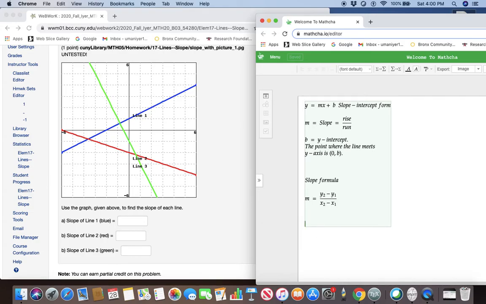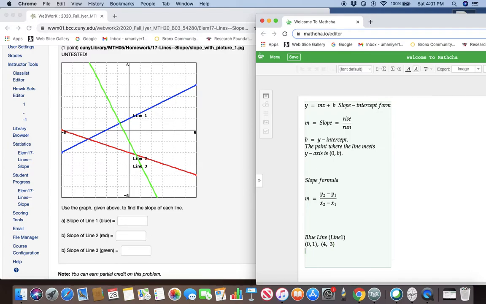For this formula, let's find specific points. Let me look at the blue line. This is line 1. All right. So if I look closely, there is one point over there, that is 0, 1. And here is another point. What is that point? The x coordinate is 4, and the y coordinate is 1, 2, 3 there, right?